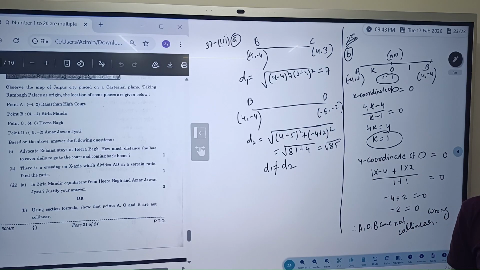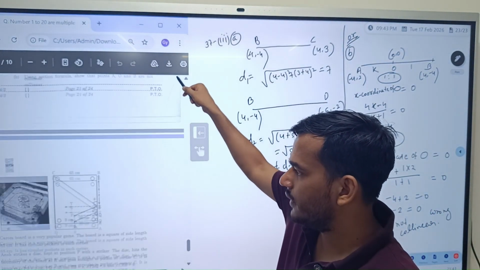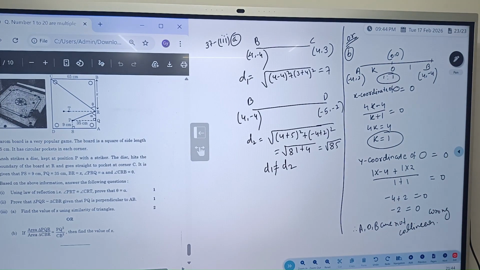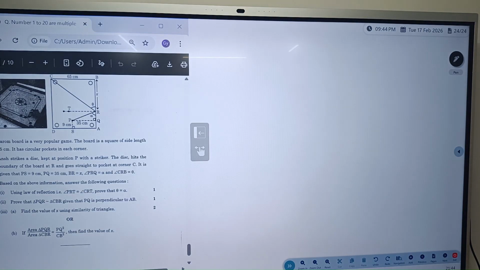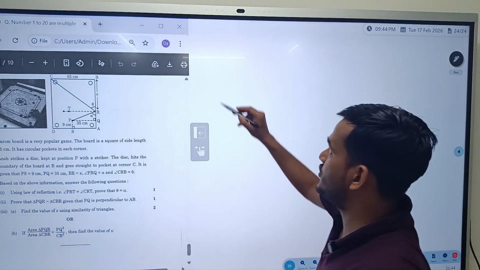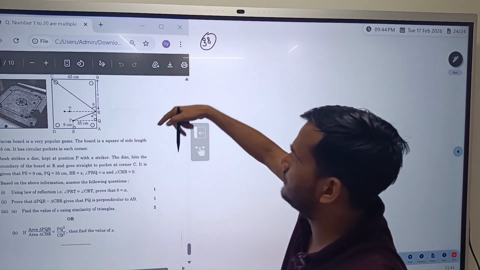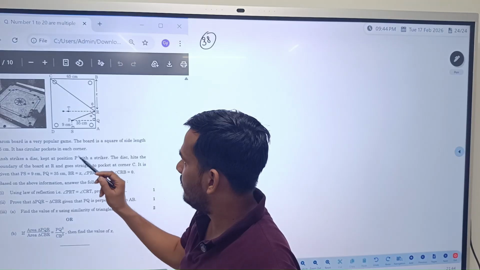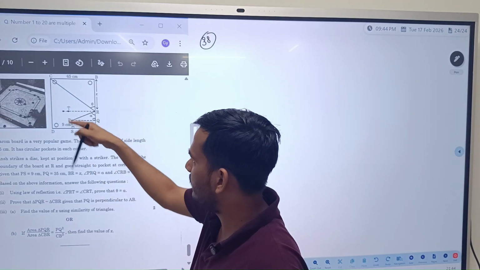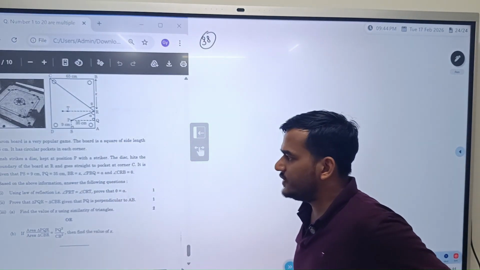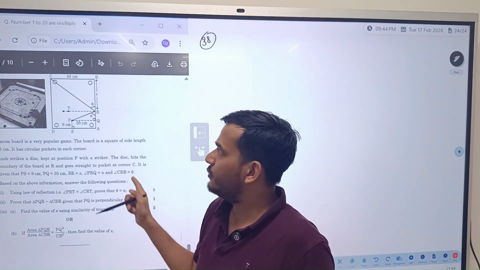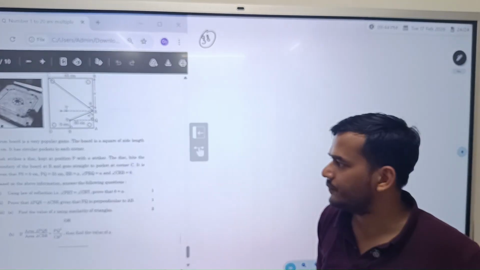So this was question number 37, the case study. Now the last case study is based on the triangle. So moving to question 38. See, now in this figure, the first part: we have to prove this theta is equal to alpha.